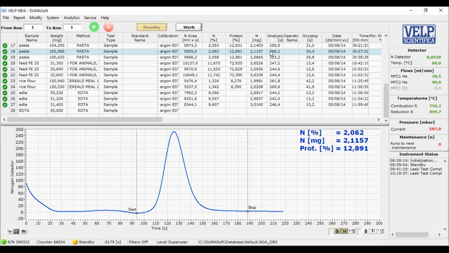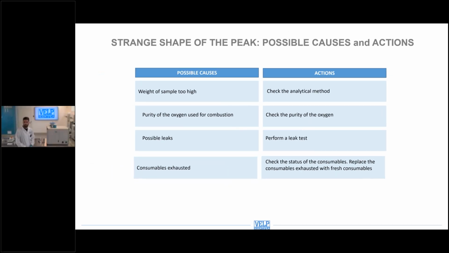Velp nitrogen analyzers work with Velp original consumables. The most important consumables that affect your results are the ash insert, that could be made of quartz, metallic, or ceramic. The combustion reactor that contains the Velp catalyst that helps the complete combustion of your sample, and the reduction reactor. The reduction reactor is filled with Velp V copper. The Velp V copper, when reduced, has this red color, and when it's exhausted, so oxidized, it turns from red to black.